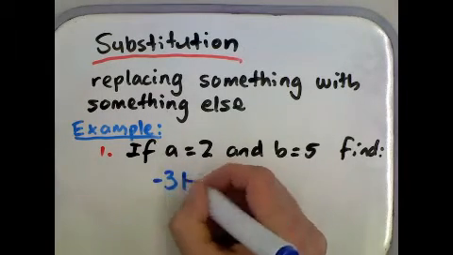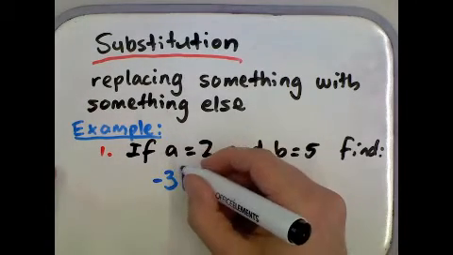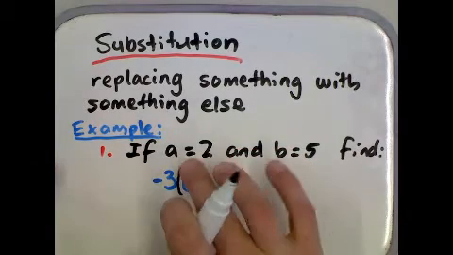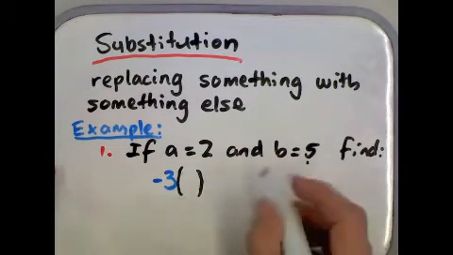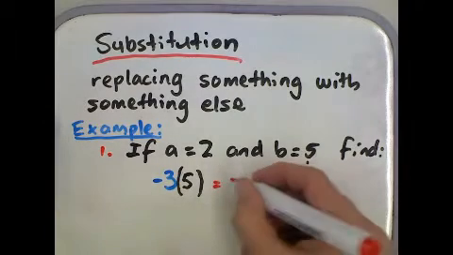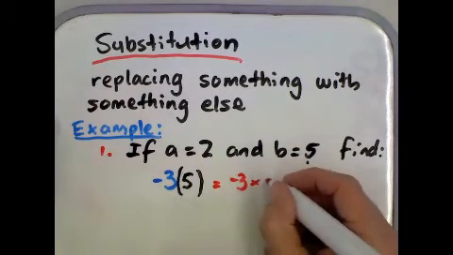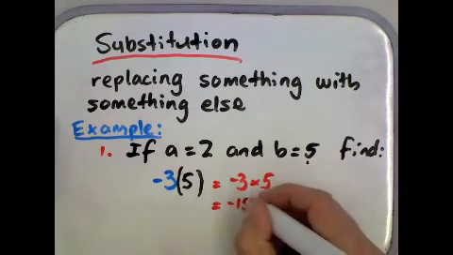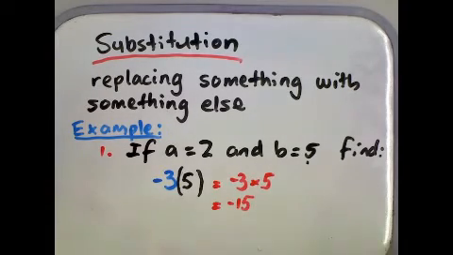Okay, another example. Let's look at negative 3b. Now negative 3b means negative 3 times b. We want to replace that b with the value we're being told, so b equals 5 there. So we've got negative 3 multiplied by 5, which gives us negative 15. And there's our answer.